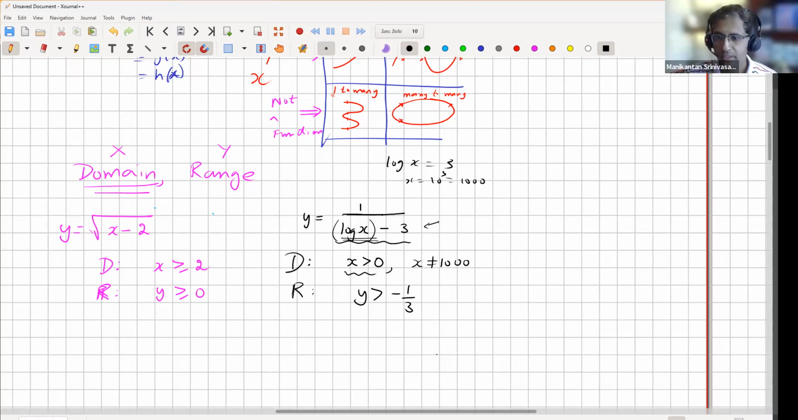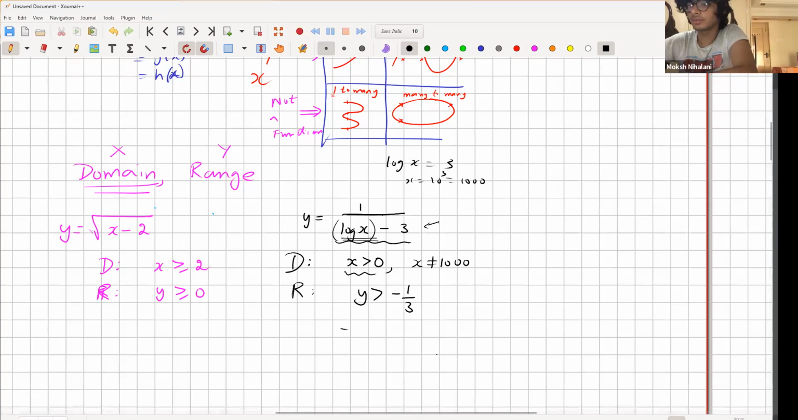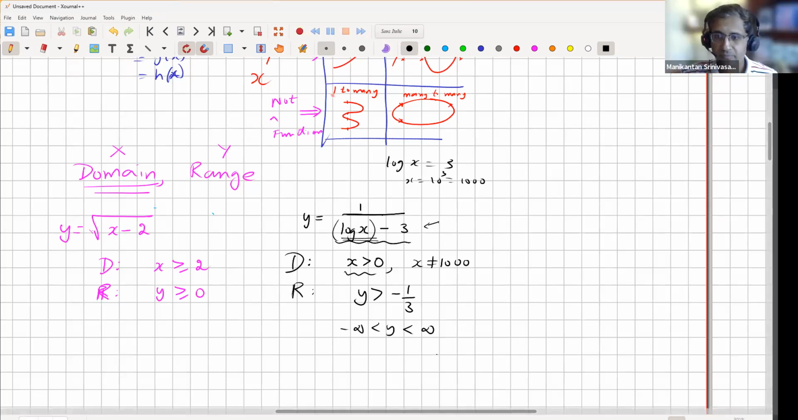Okay. Anyone else want to try? Moksh, you want to try? I'm pretty sure the range has to be a real number, negative infinity to positive infinity. Can you explain why? Like Dave said, x has to be greater than 0, that's true, but log x does not have to be greater than 0. The logarithm can be negative or positive, even if x is restricted to be greater than 0. So the denominator can be any real number, and therefore 1 upon the denominator can be any real number.